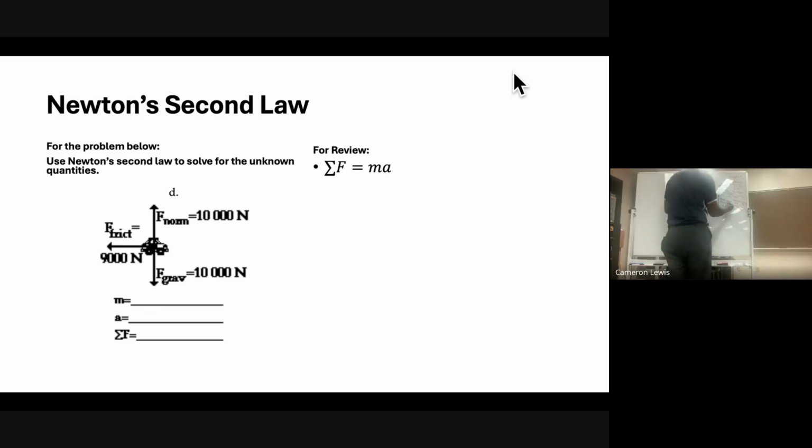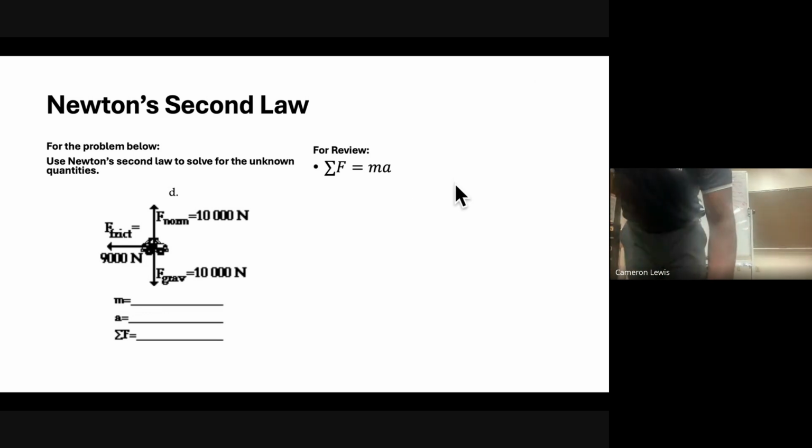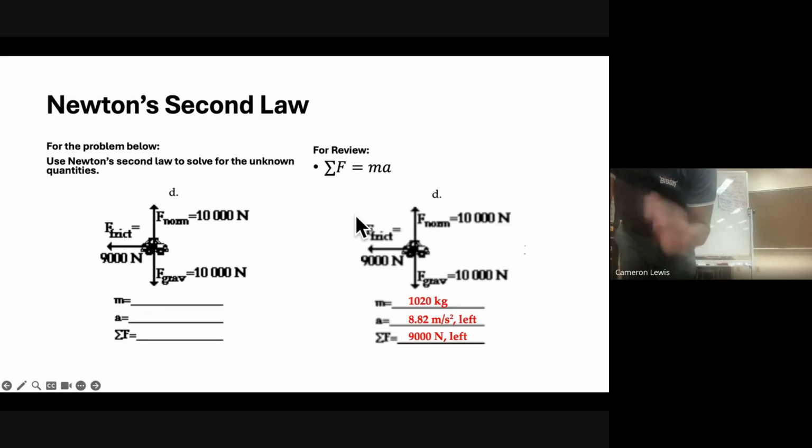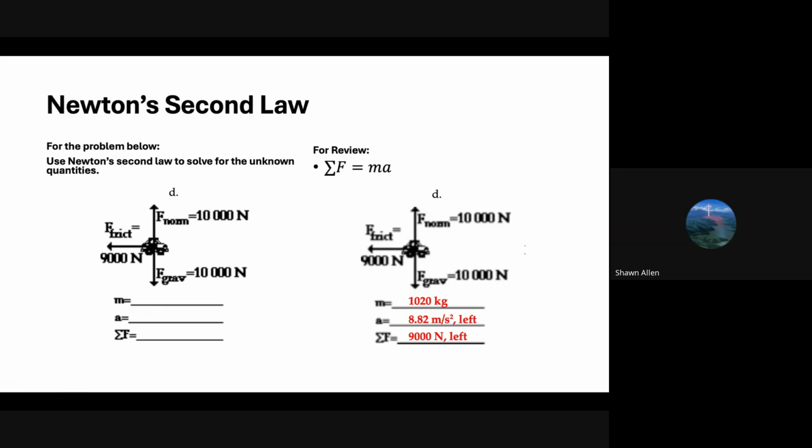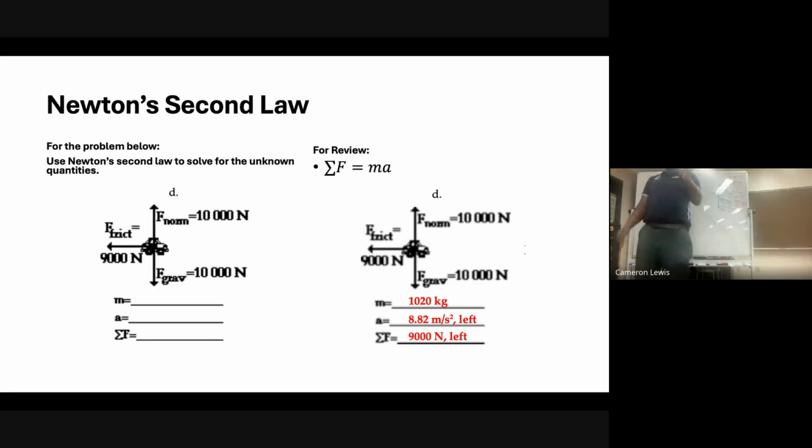So we'll just say 8.82 meters per second squared to the left. And the friction force is going to the left as well. Let's see how we matched up on the answer. Does that look about right? Could we say negative 8.82? You could say negative, but would negative help us in this situation?